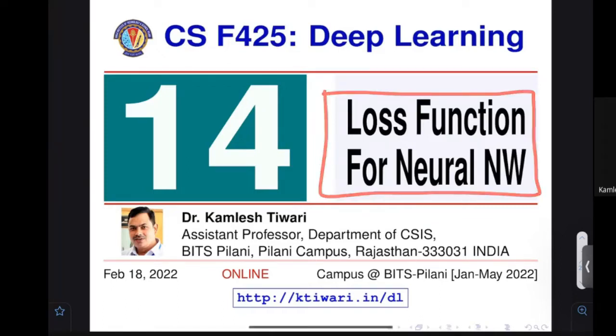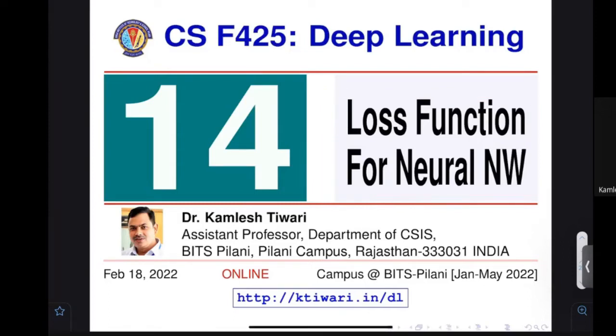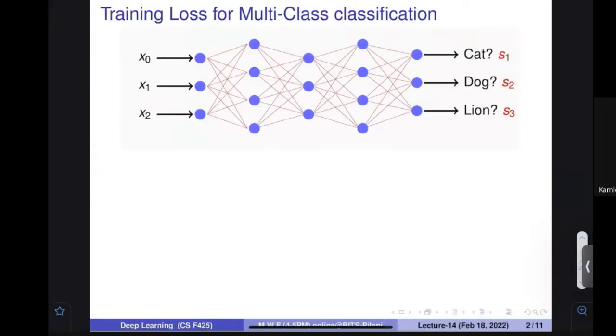This class is going to be very important, and most probably it is going to tell you a very interesting thing about neural networks. Okay, so let me start my discussion by showing you a small neural network.